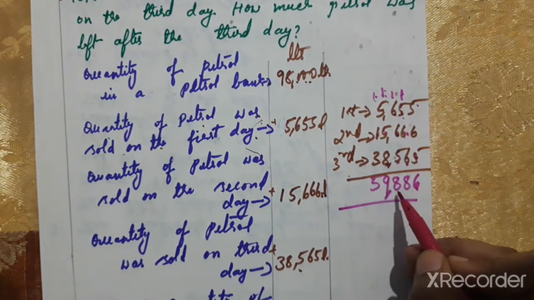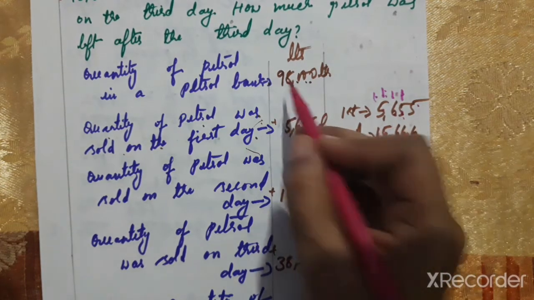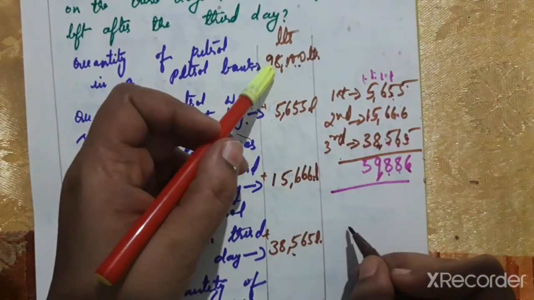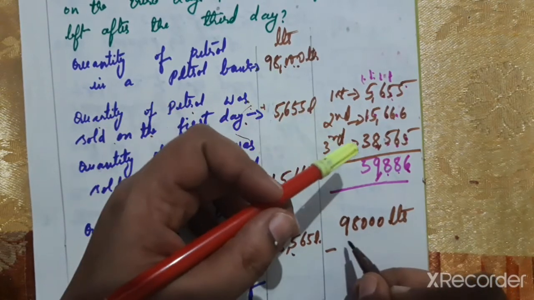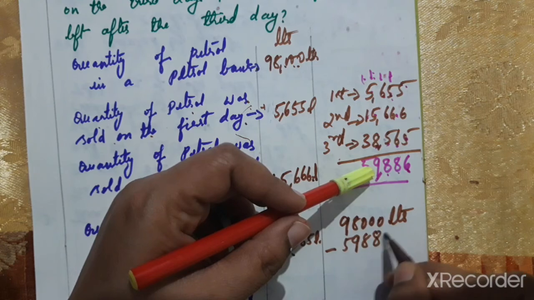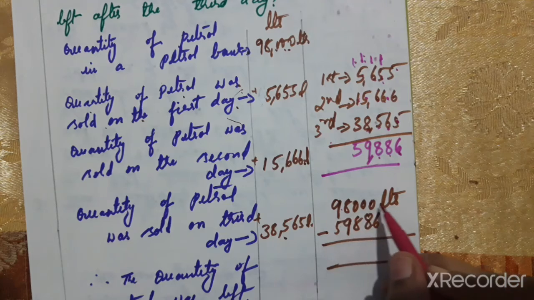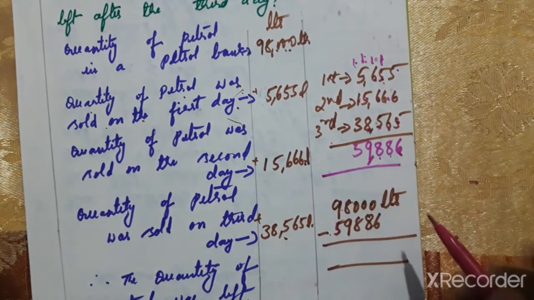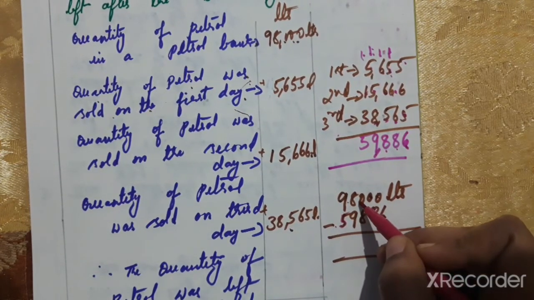Okay, 59,886 liters of petrol were sold in 3 days. Now we have to minus from the total quantity of petrol in the petrol pump. 98,000 liter minus 59,886. This is the total quantity of petrol in the petrol bunk, and this is total petrol sold in 3 days. Okay. Now 0 minus 6, we can't subtract it.